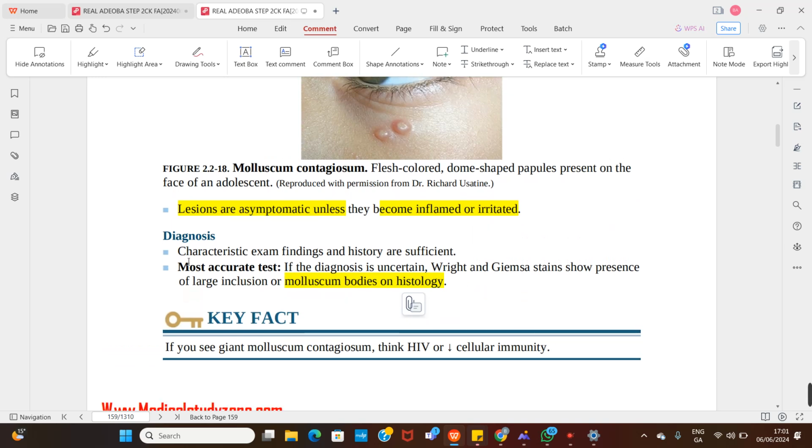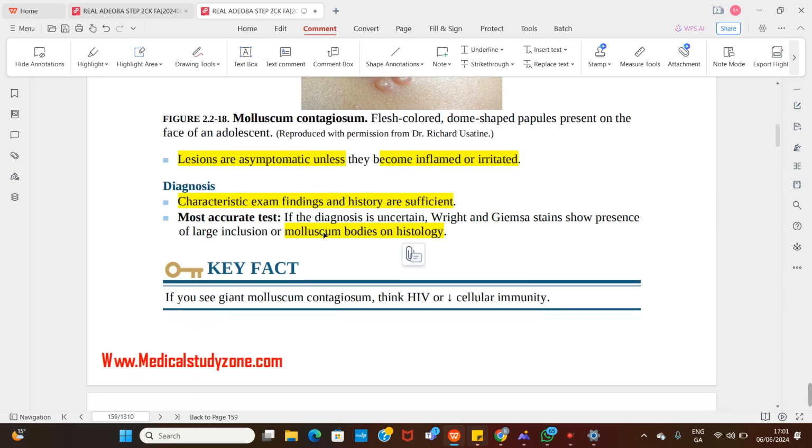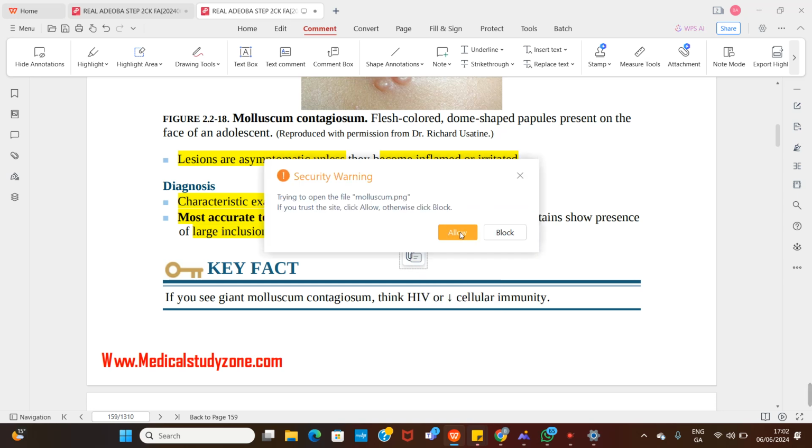The diagnosis is clinical, from your observation and from the history. Your most accurate test to confirm is to do a biopsy and histology, and you use the right stain, Giemsa stain. These stains are used for malaria, and you are going to see large inclusions, mainly the molluscum bodies. I have a picture that depicts the molluscum body. They are a cup-shaped indentation in the epidermis.